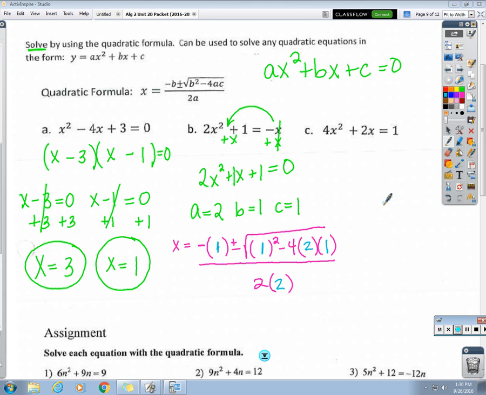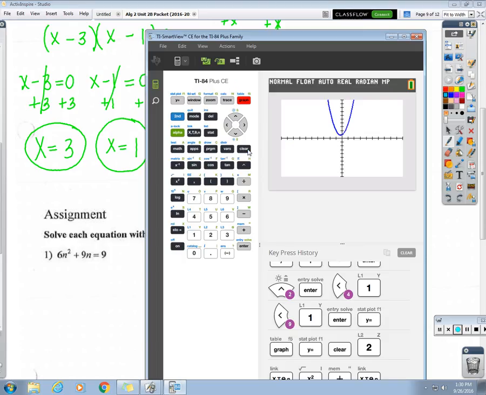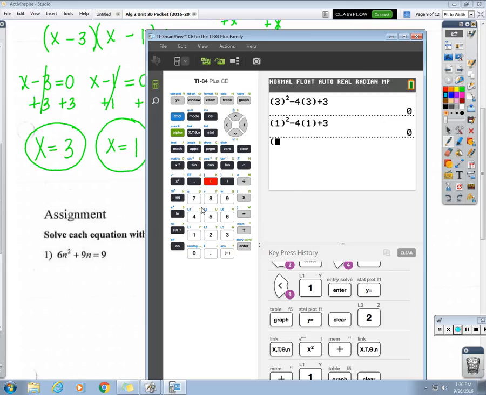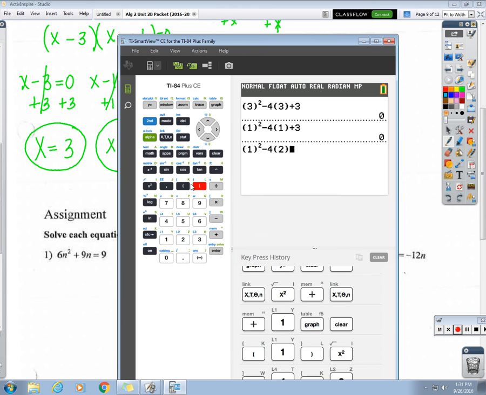Now you're not going to type it all in. You're going to type in one thing at a time. The first thing we're going to type in is everything that's up under the radical, not the actual radical, but everything up under it. That's called the discriminant. So that 1 squared minus 4 times 2 times 1 is called the discriminant, and that's what we're going to type in first. So 1 squared minus 4 times 2 times 1. And what do you get?